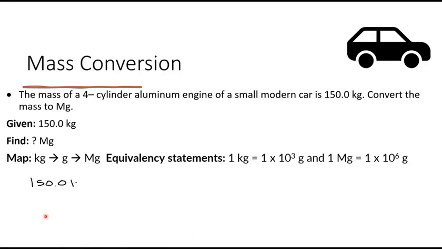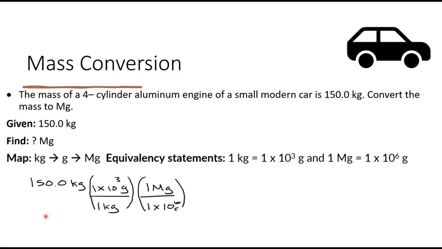We start off with the 150.0 kilograms. We put 1 kilogram at the bottom, 1 times 10 to the 3rd grams on top. We then put 1 megagram on top and 1 times 10 to the 6 grams at the bottom in order to have our grams cancel out and our kilograms cancel out. We should be left with megagrams. We end up, when we plug this into our calculators, with 1.500 times 10 to the negative 1, or 0.1500.